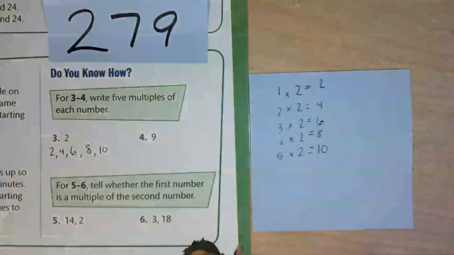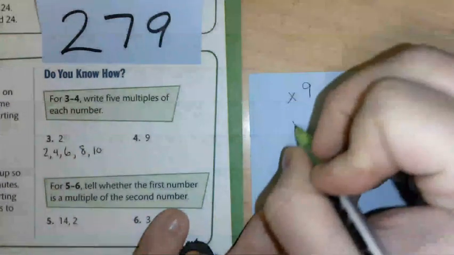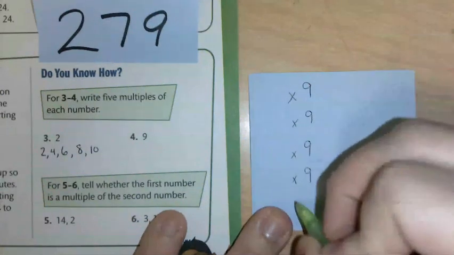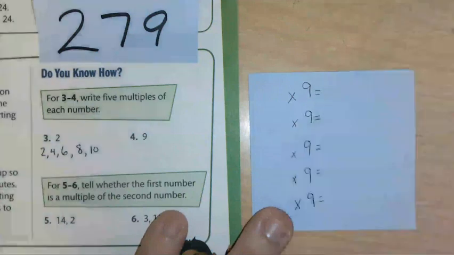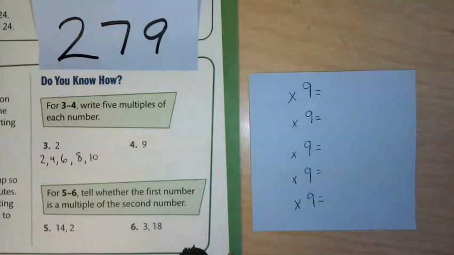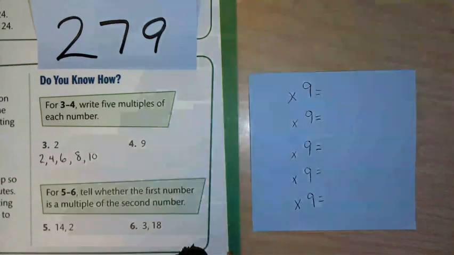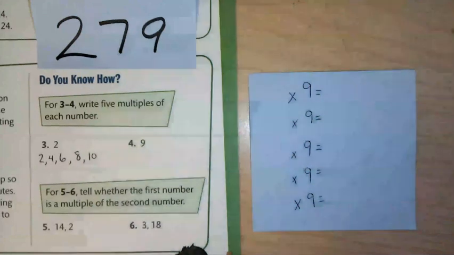All right, number 4, we want to write 5 multiples of 9. I'm going to get you started on this one, and then I want you to practice it on your own. I'm going to write times 9 five times, and we may not end up with the same multiples on this one, and that will be okay. You go ahead and figure out 5 multiples of 9. Pause your video, try it right now. I hope you paused your video, so that you can try this and then check your work now.